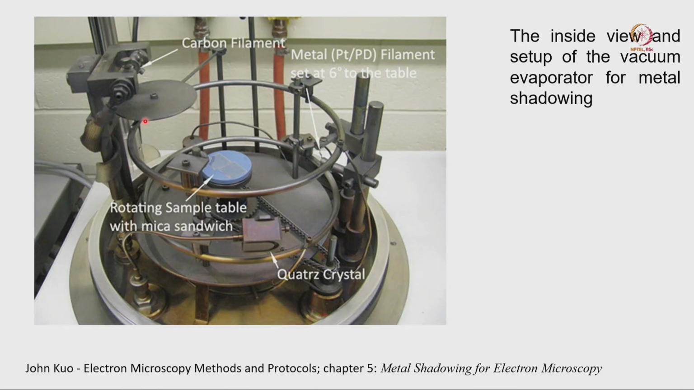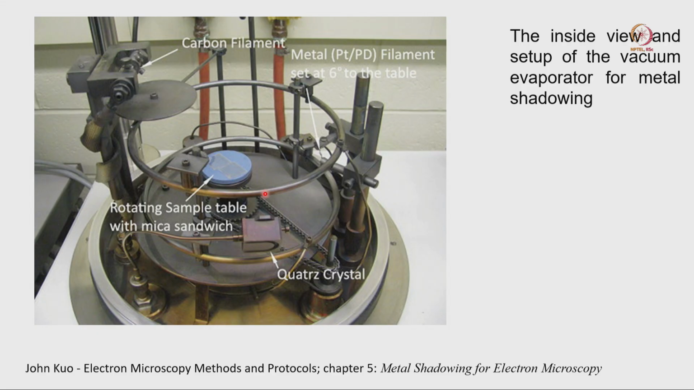So, here this is the internal part of this sample unit, where you can see the carbon rods, which are covered with a metal wire, and then your grid or your mica with the sample will stay here. This unit is covered with a glass chamber, and this is the rotating sample plate, which will constantly rotate. So, the metal will be distributed uniformly, otherwise the metal will not distribute uniformly.